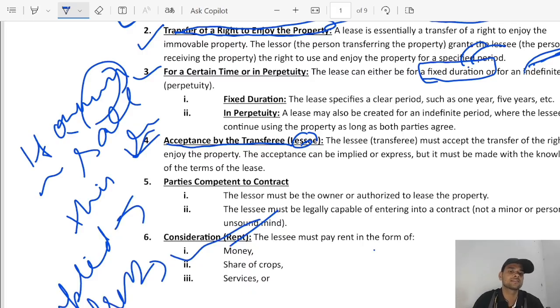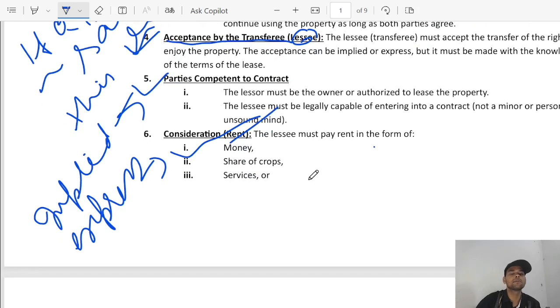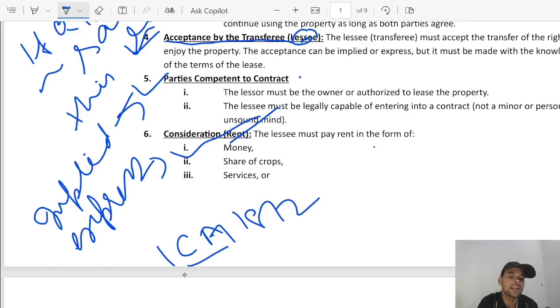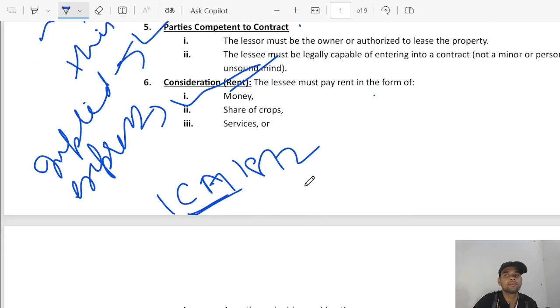It can also be considered as the acceptance. Fifth point is parties competent to contract. Here, parties must be competent to contract in accordance with ICA 1872, that is Indian Contract Act 1872. The parties must be competent to contract.